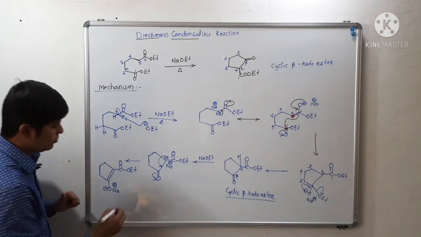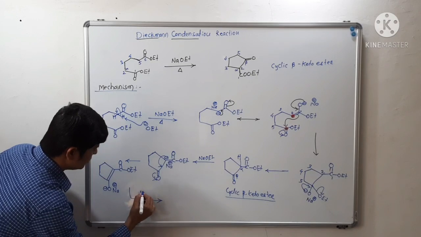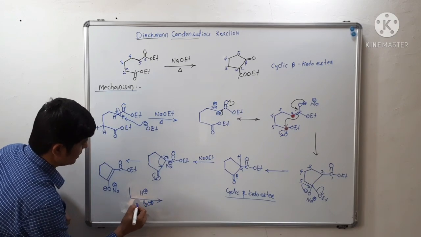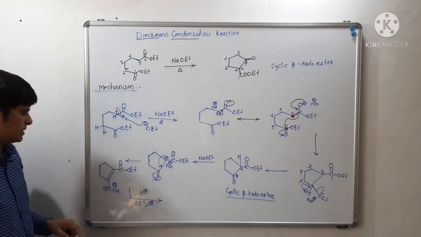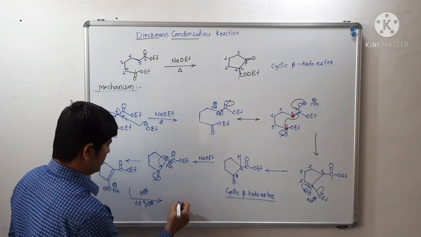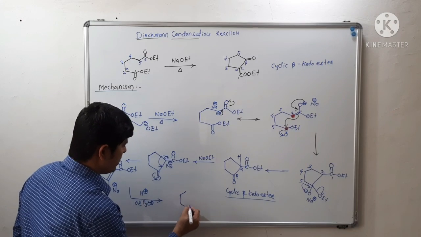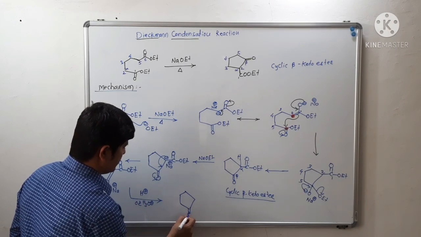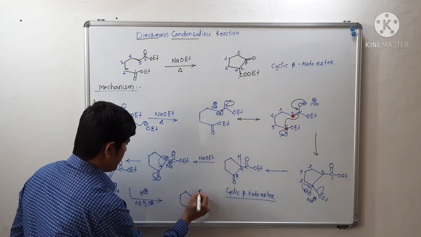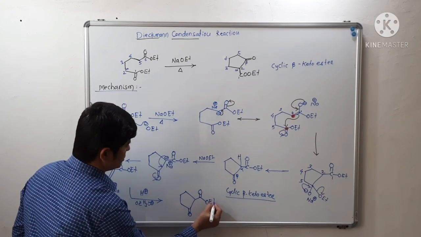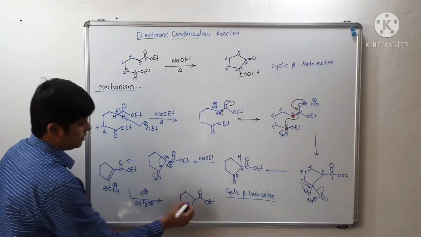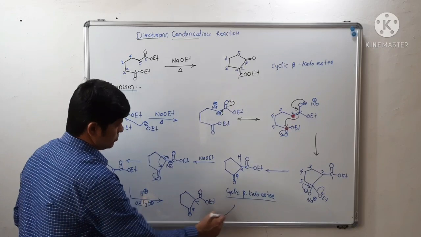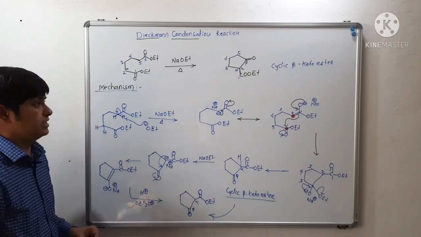Now when we react this compound with H plus, dilute H3O plus, aqueous workup, we will have the actual beta keto ester here. So this beta keto ester will form. So this is the cyclic beta keto ester.